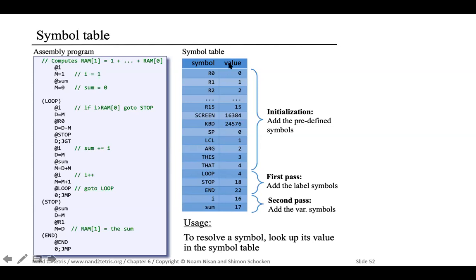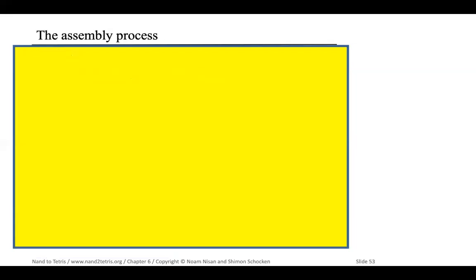And to resolve what value is associated with the symbol, look up its value in the symbol table, because all these symbols are being used where? In A instructions. So now I have a value, and I simply need to convert these values into their 15-bit binary strings for those A instructions. So this is the overall process.